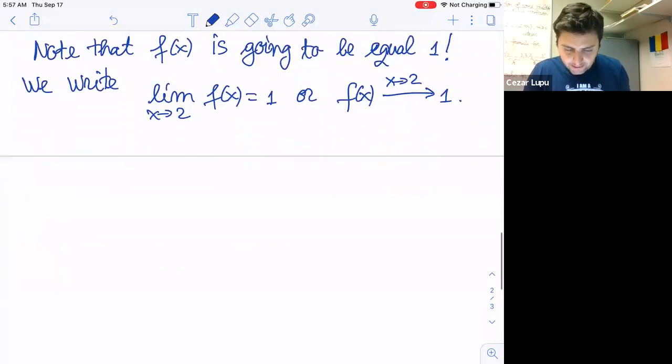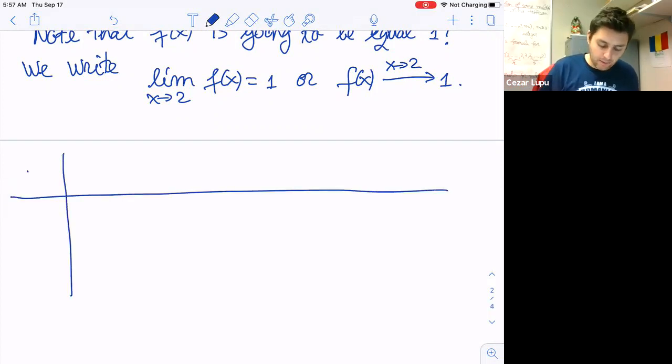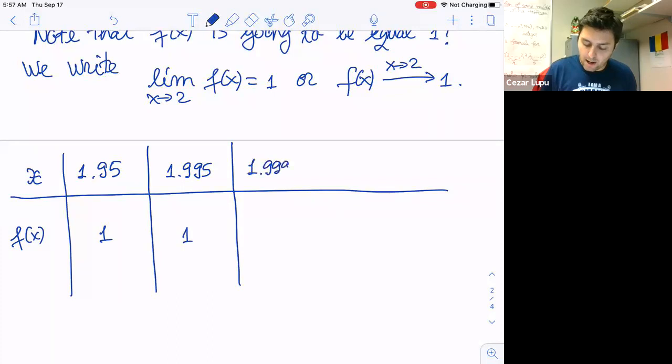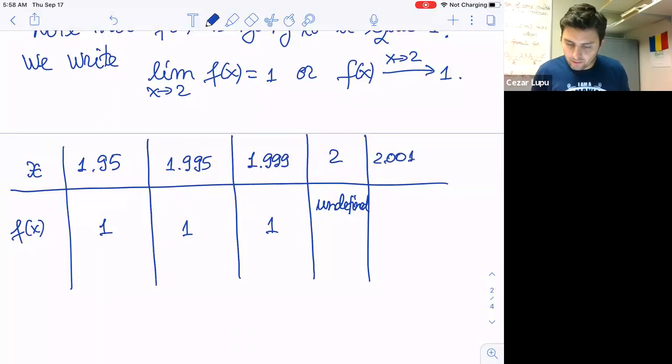And let me draw the following table. And I would like to plug in some values for x, and then you will see what happens to f of x. Let's say we plug in 1.95 here. Doesn't matter, f of x will still be 1. Let's say we plug in 1.995. Well, still there. Let's say we plug in 1.999. No problem. Still 1. Well, at 2, we have problems. It's undefined, right? Let's say we plug in 2.001. Again, it's 1. And we can keep going like this. Let's say we plug in 2.1, to be again 1.